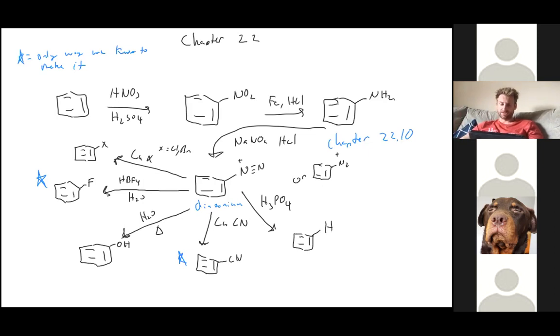So this is a series of reactions that are always going to be linked together. So for instance, if you wanted to fluorinate something, you're always going to go through this exact same pathway where you add HNO3, iron HCl, NaNO2, HCl, and then HBF4 and water.